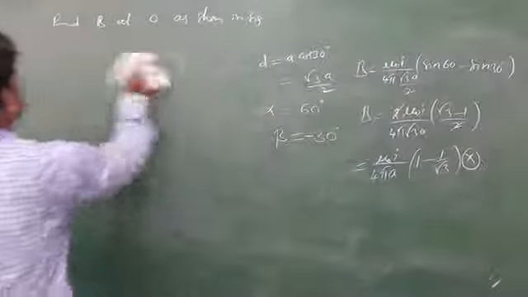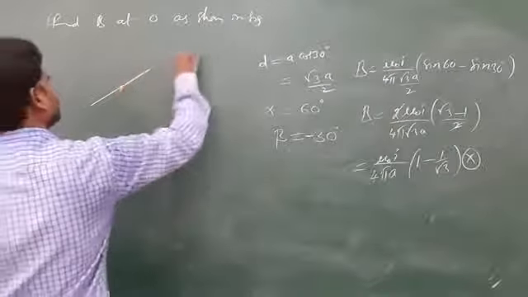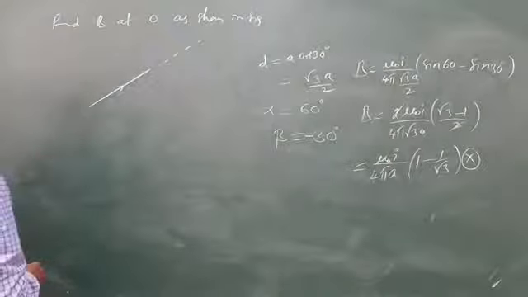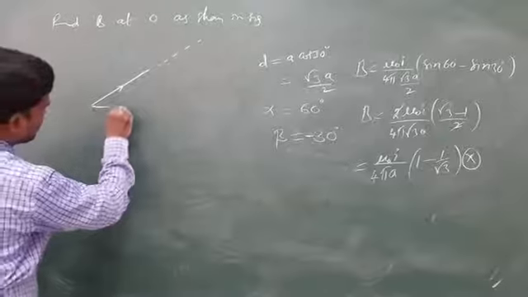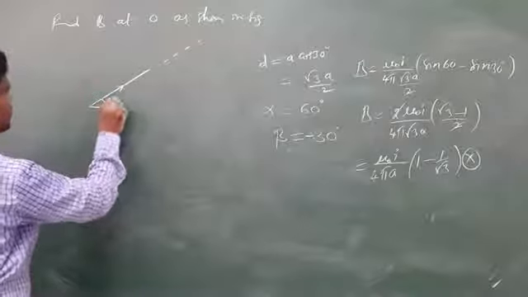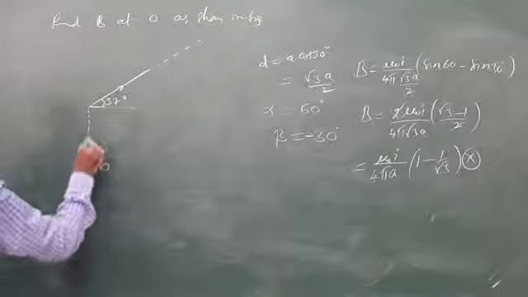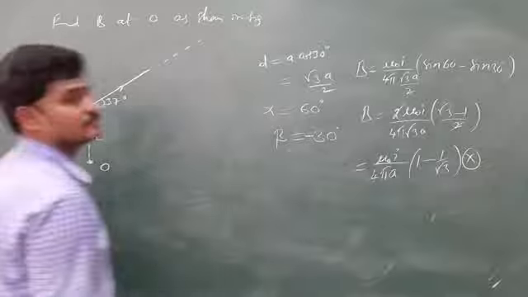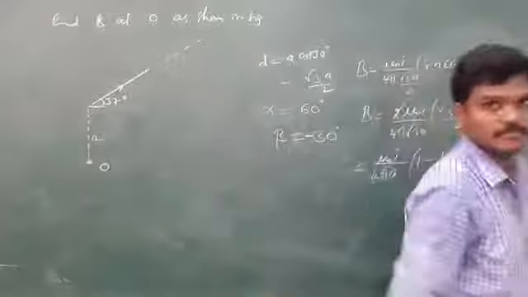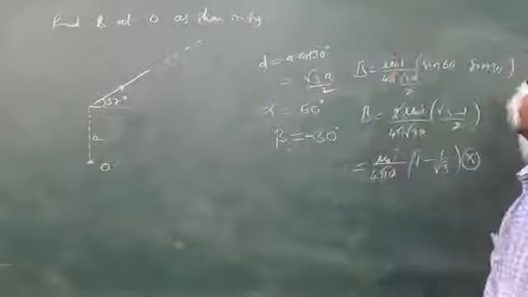See again, one more question. The given current-carrying wire is like this, an infinite wire. They are asking to find the field at this point at a distance of A, where the angle given is 37. Now this is the question: find the magnetic field at O as shown in the figure.